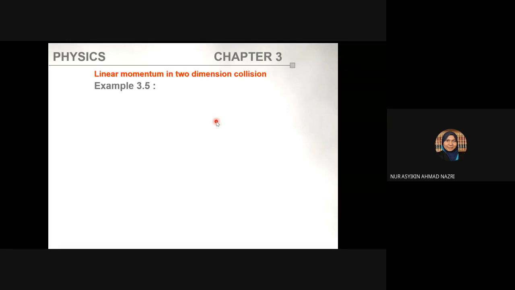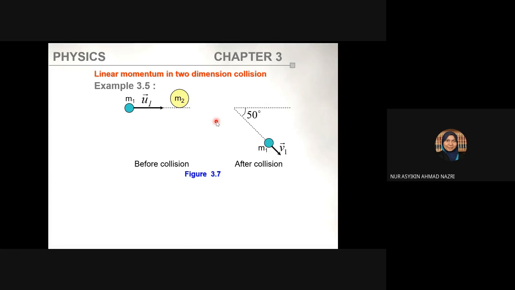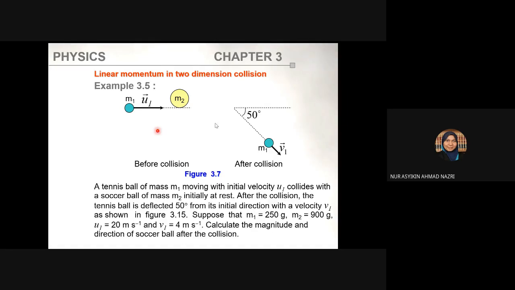Let's say we have this case. We have a two-dimension collision. So how are we going to solve this kind of problem? Alright, so let's say before the collision, only one dimension is involved. Because it says one dimension, suppose 20 meters per second, 4 meters per second. Alright, and then after the collision, your V1 makes a 50-degree angle. Calculate the magnitude and direction of the soccer ball after the collision.